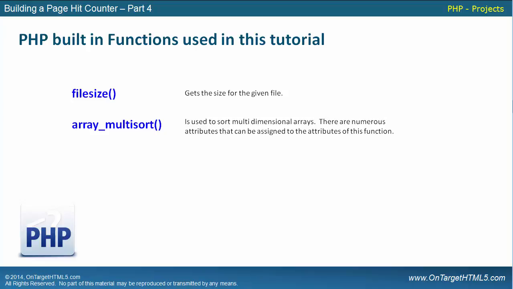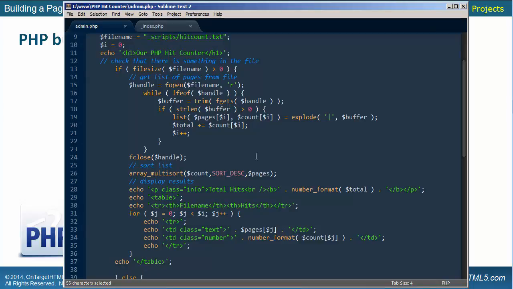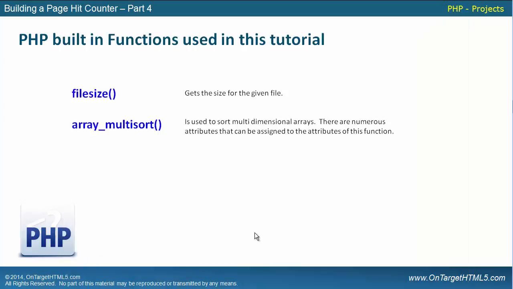There are numerous attributes that can be assigned to this function inside the parentheses. And in fact, if you look at how we assigned the array multisort here, we actually have 3 different attributes. We've got a count variable that we're using, we're sorting it descending, and we're sorting the pages based on these values. So there's 3 different attributes that we're using inside that array multisort.